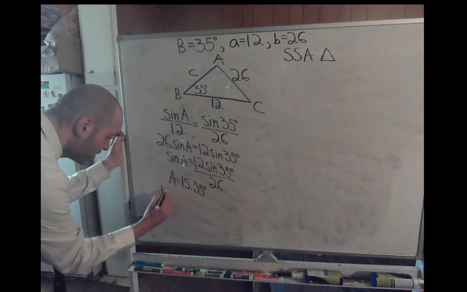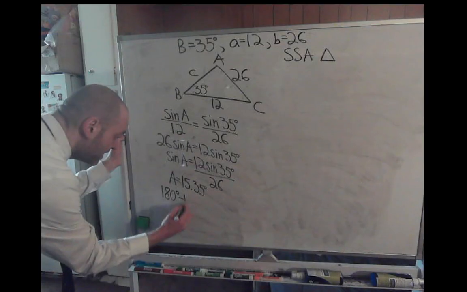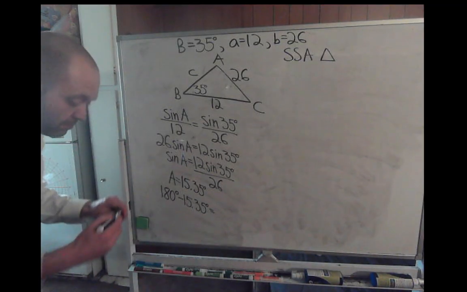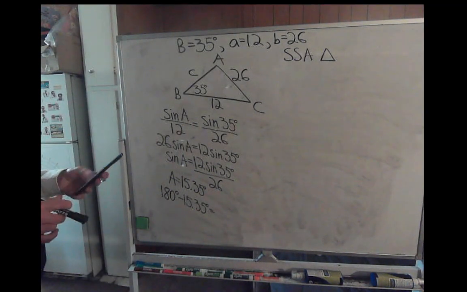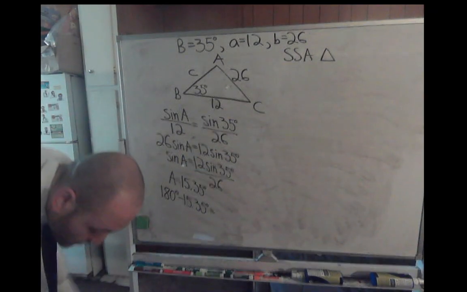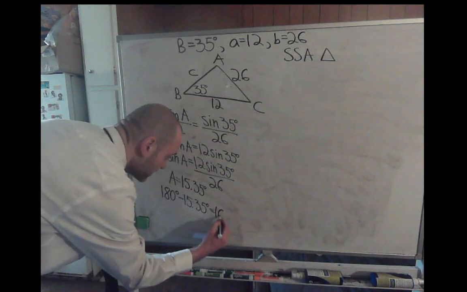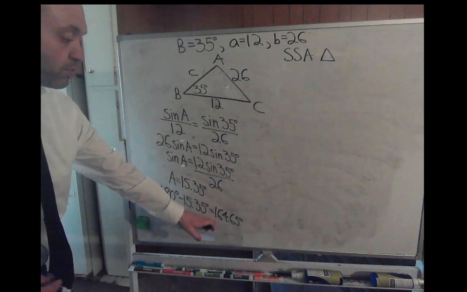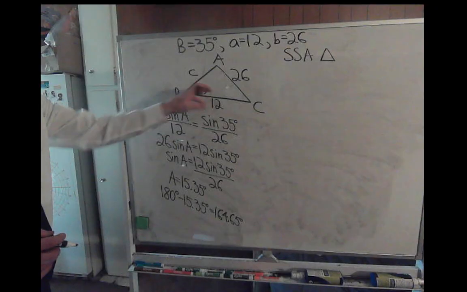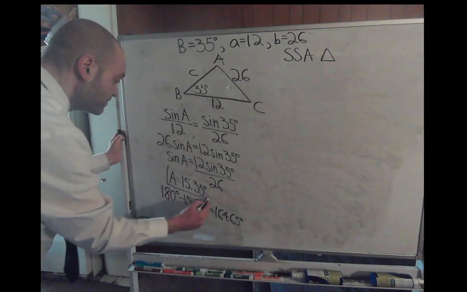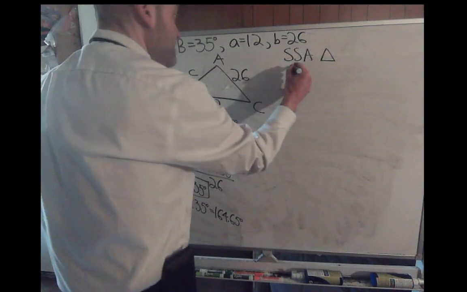So let's take 180 degrees minus that 15.35 degrees, and what do we get? 180 minus 15.35 would give you 164.65 degrees. Well, if you add 164.65 plus 35, you get 199.65. That's over 180. So this proves that there's only one triangle in this case.